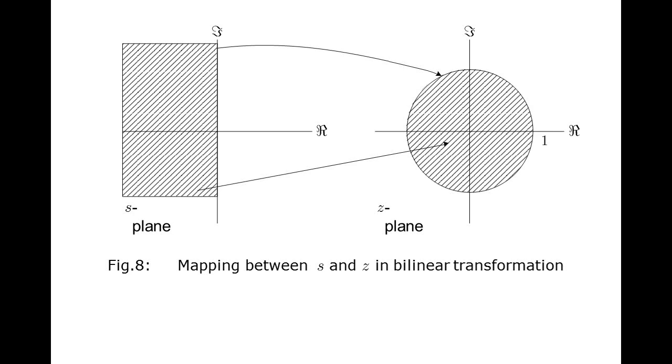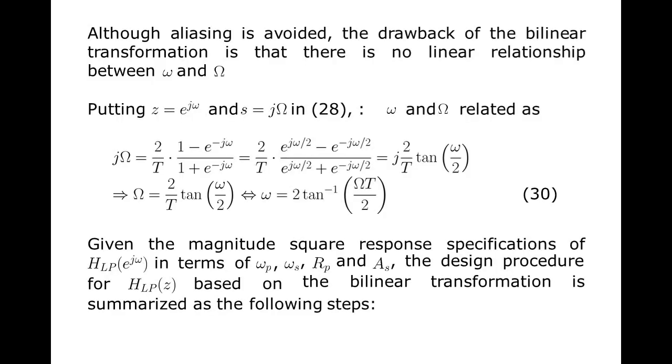But this is the main difference between the impulse invariance method and the bilinear transformation. Here there is one-to-one mapping, not many-to-one, and so the aliasing effect will not occur. And using the BLT technique you can design low pass, high pass, band pass and band stop filters. All filters you can design using bilinear transformation. That is the advantage of the bilinear transformation method.